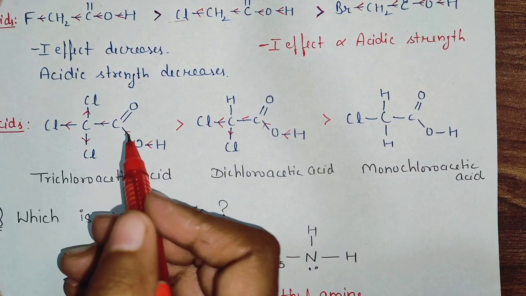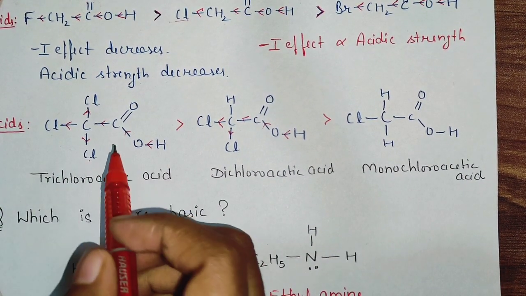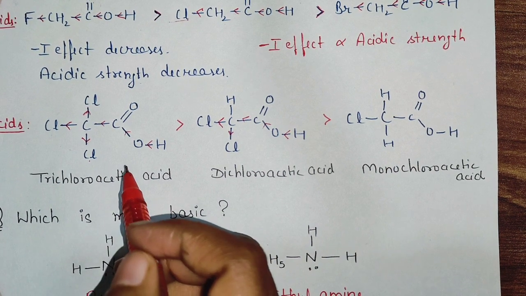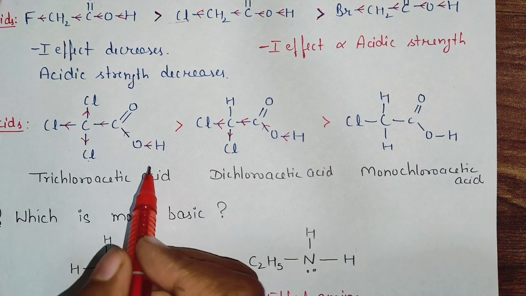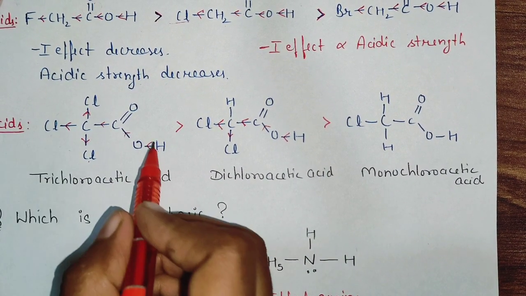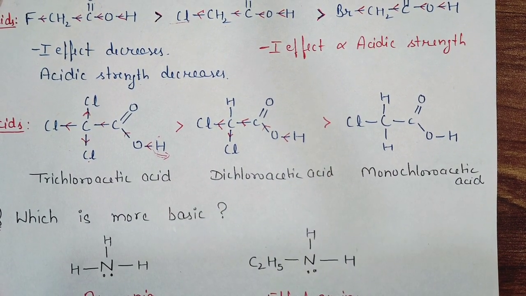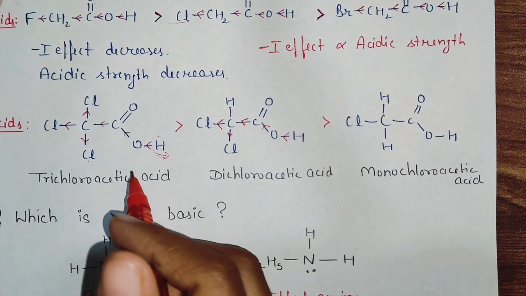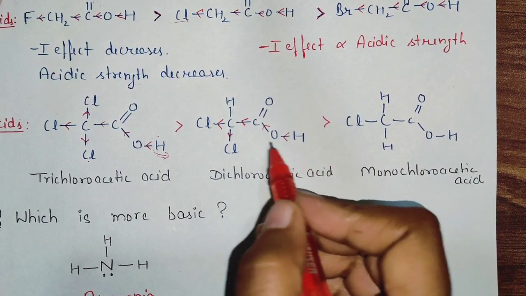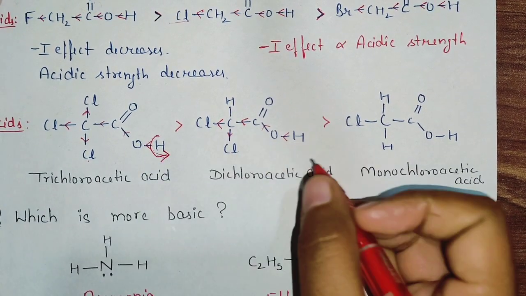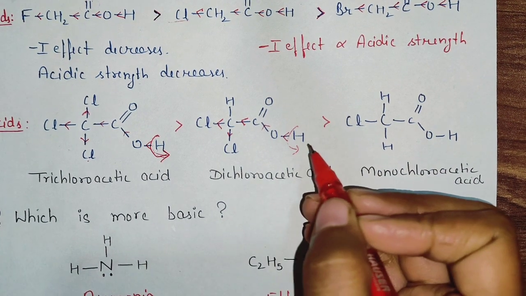So here we can conclude that three chlorine atoms are attached. That means it is more branched. So it will have maximum minus I effect, and its acidic strength will also be more. Here see, hydrogen will give all its electrons and it will easily come out. So acidic strength is also our proton releasing tendency. It will easily release the proton from its structure. So it will be more acidic. It will also release the proton from its structure, but less easily than this.